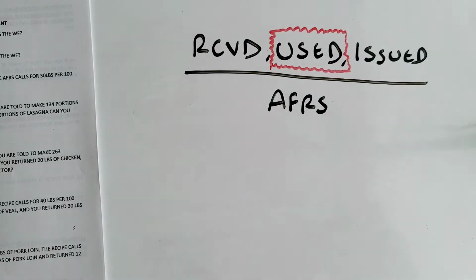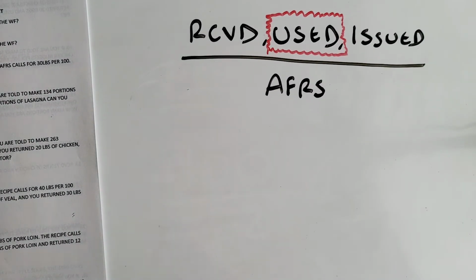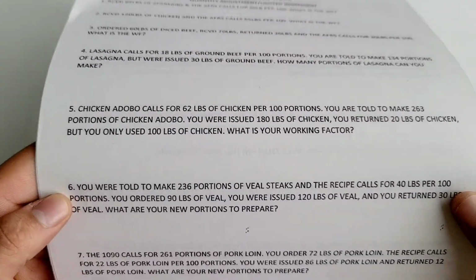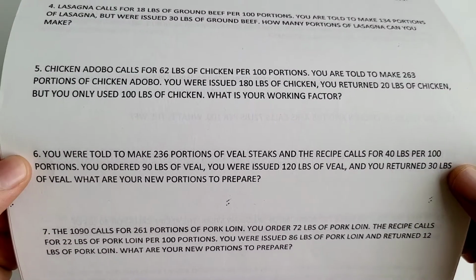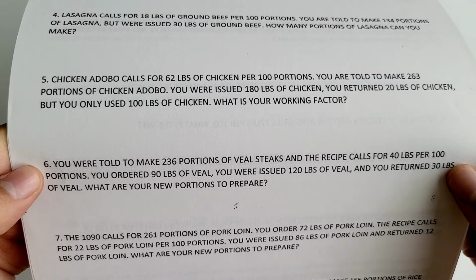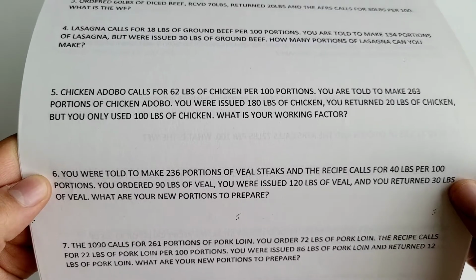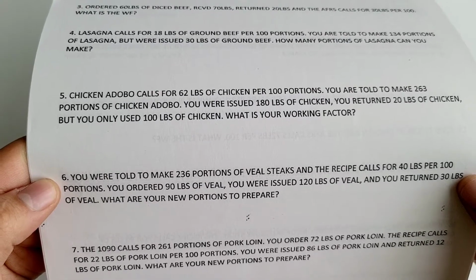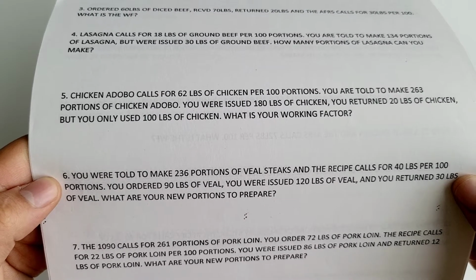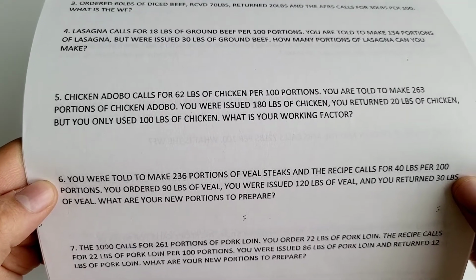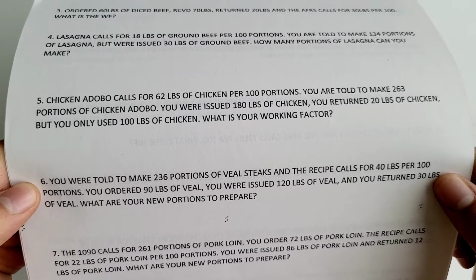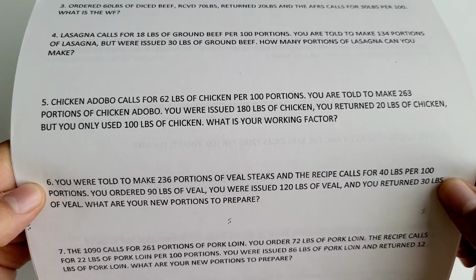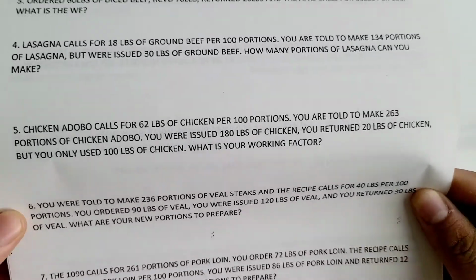So this next one, it says, number 6, you were told to make 236 portions of veal steaks, and the recipe card calls for 40 pounds per 100 portions. You ordered 90 pounds of veal, you were issued 120 pounds of veal, and you returned 30 pounds of veal. What are your new portions to prepare?